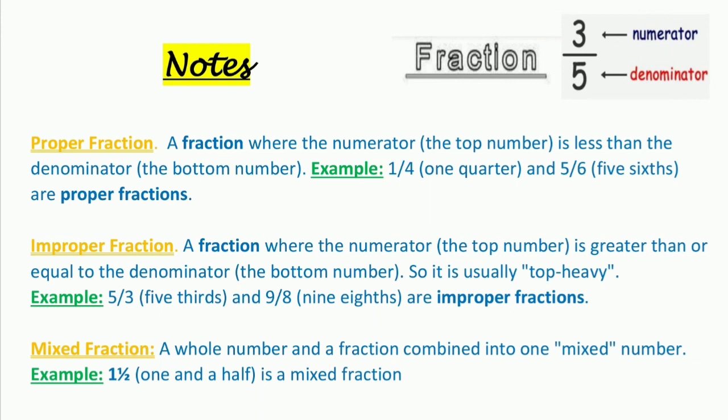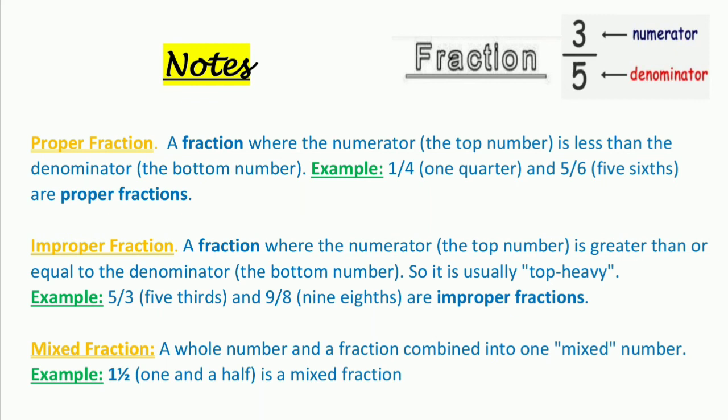Second, improper fraction. A fraction where the numerator is greater than or equal to the denominator, so it is usually top heavy. For example, 5 by 3 and 9 by 8 are improper fractions. Third one, mixed fraction.